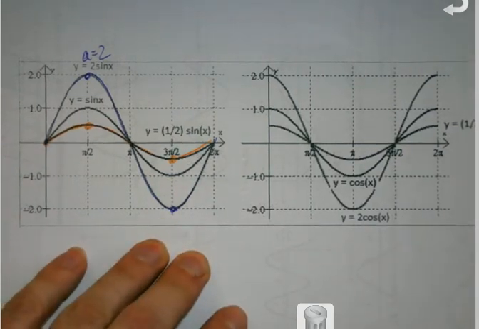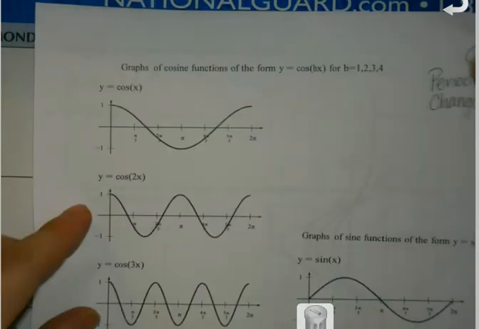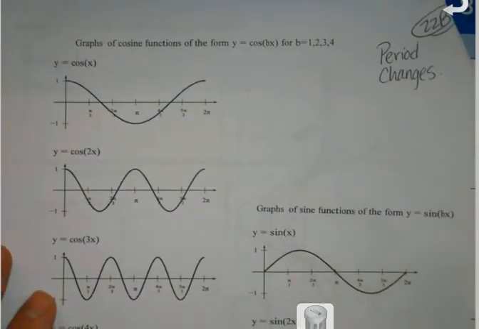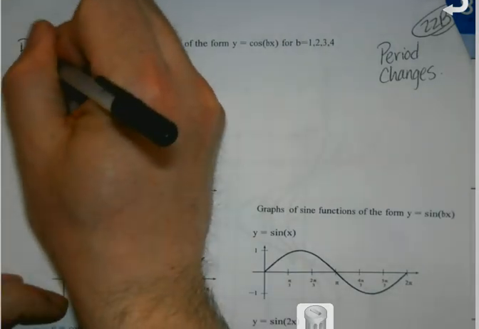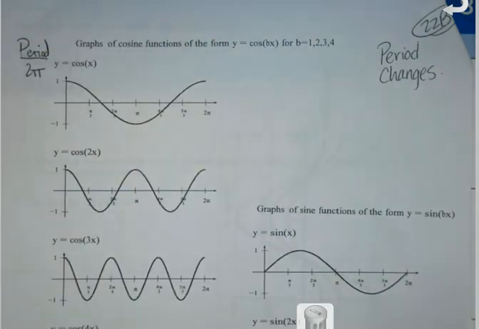So to actually get to see how this works, I'm going to flip this over here so we can see how this is going. And I'm going to try to show you a pattern on the ones that are already drawn here before we get to trying to draw these on our own. Here are some examples of period changes. Now, keep in mind, my initial period on any one of these is going to be 2 pi.